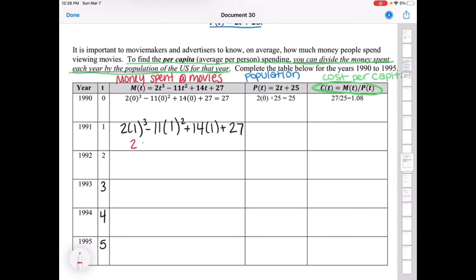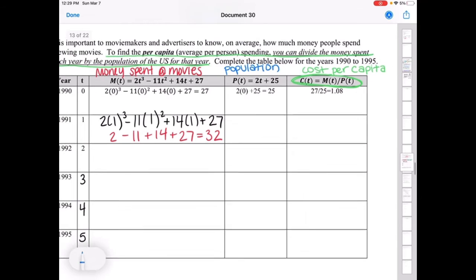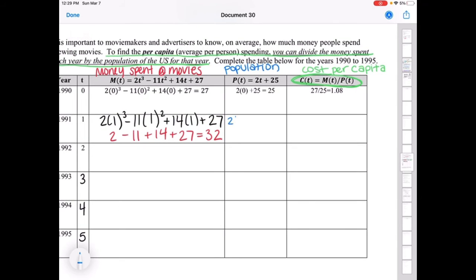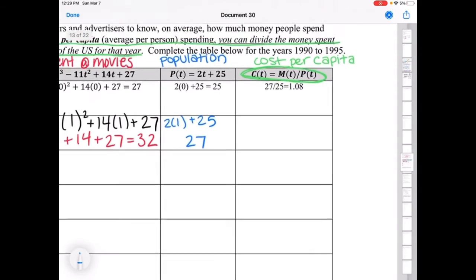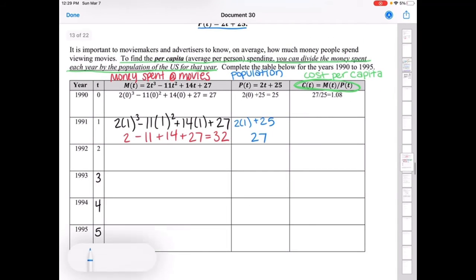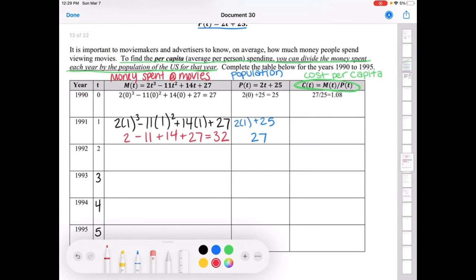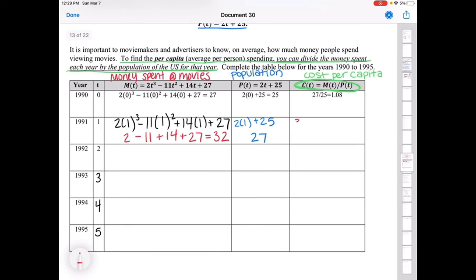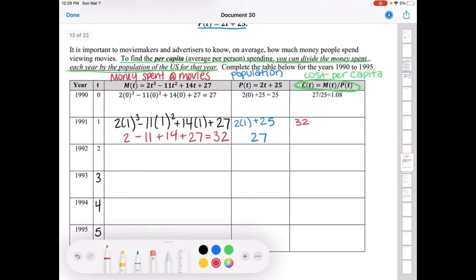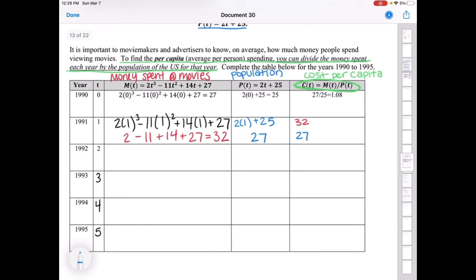So here this is going to give me 32, and we have to solve for population. Again, we're substituting in 1 for t, and we get 27. And now we have to find the cost per capita, which is taken by the money spent that year in total, divided into the population that year in total, and we're going to get an answer of 1.185.